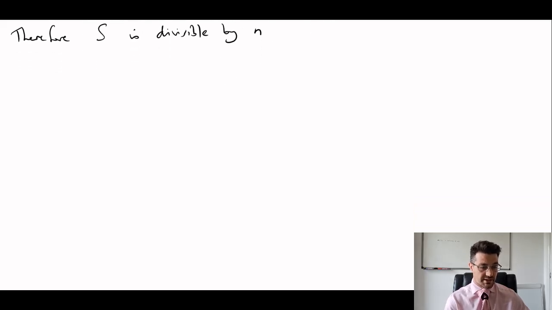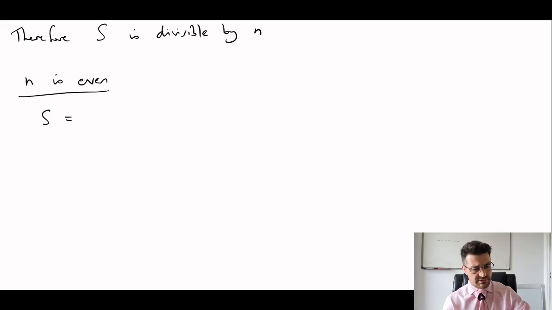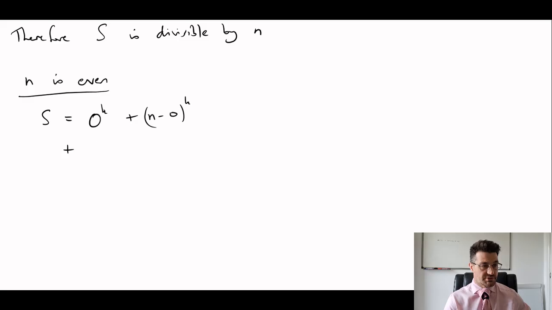Easy peasy, lemon squeezy. Okay, so we've still got the other case to consider. What if n is even? We do a very similar thing, by the way. So write s equals, yes, we still start with 0 to the power of k, again n is a positive integer here, plus n minus 0 to the power of k, plus 1 to the power of k, plus n minus 1 to the power of k.